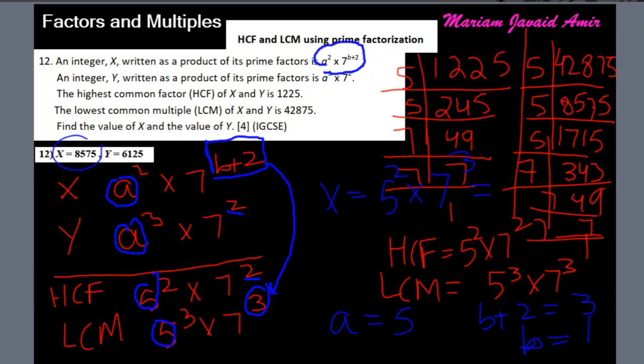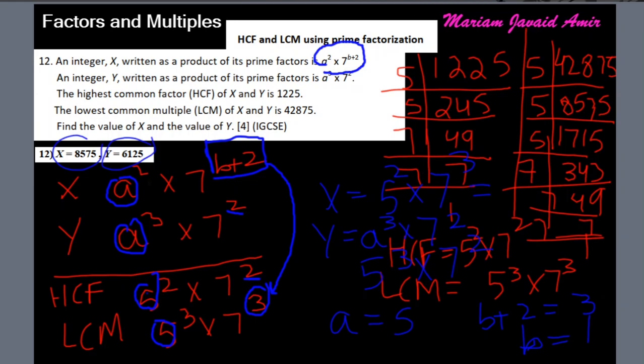And for y we know y equals 5 to the power a times 7 square. Yes, so a is 5, so 5 cube times 7 square. Let's see what we get. 5 cube times 7 square is 6125. So we're getting the correct answers.